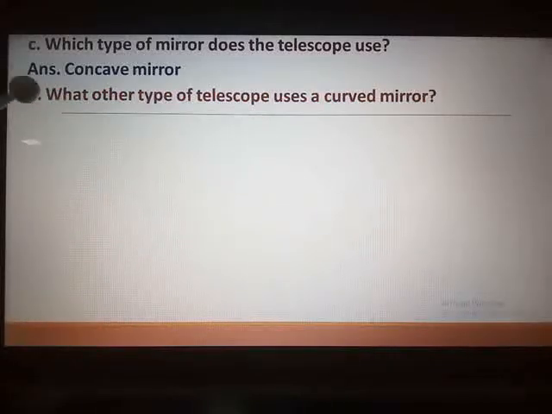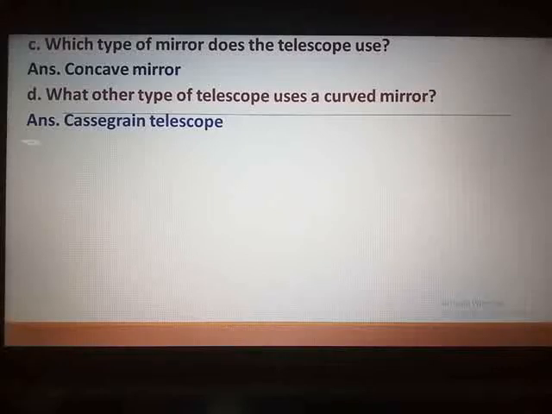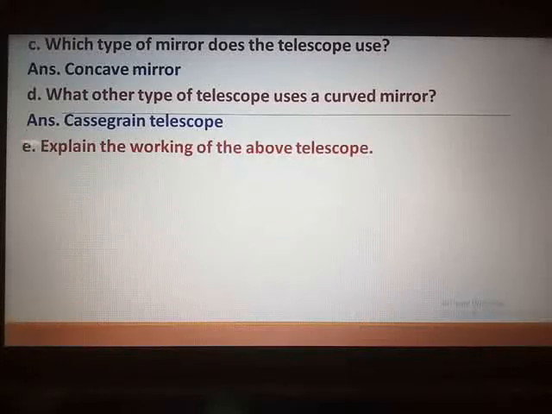Fourth one, what other type of telescope uses a curved mirror? You know the two types of reflecting telescope. One is Newtonian and the other is Cassegrain. So the answer is Cassegrain telescope. Last is explain the working of the above telescope. Now above means the telescope which they have given in the figure. So Newtonian. Let us mark the working of Newtonian telescope.